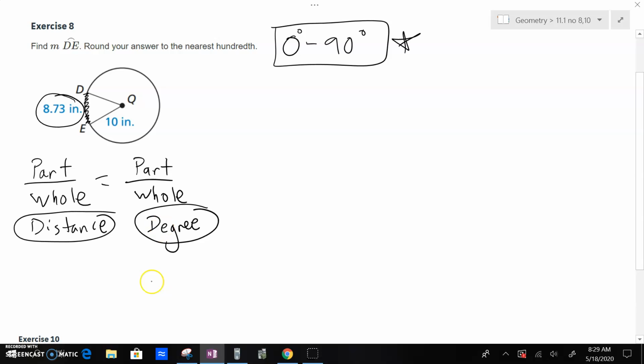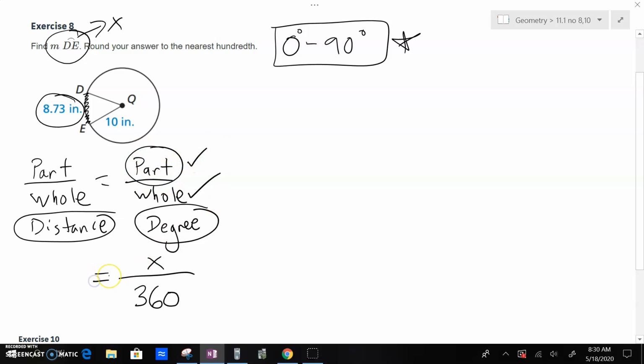So for degrees, let's fill in that part. The whole for degrees is 360. That's always going to be true in a circle. That's the whole. The part, I don't know. That's actually what I'm after. So the part, I'm just going to call it x. That's what I'm calling this in this problem, the way I'm setting it up. I want to know what x is. So I've got my equation set up on the right-hand side.